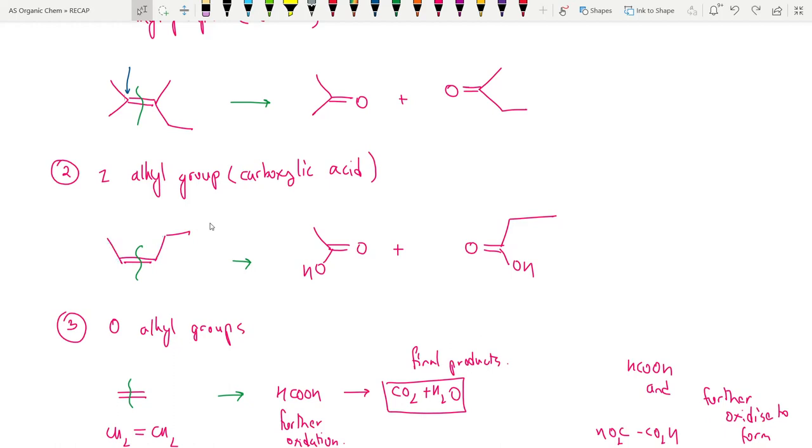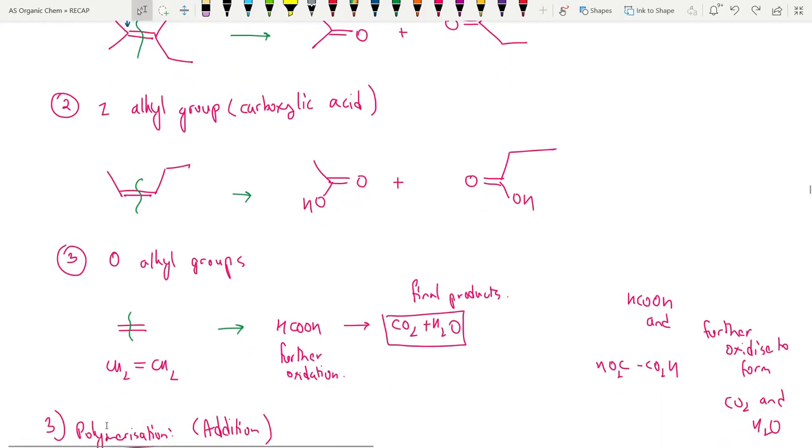What if there are zero alkyl groups? For example, in ethene, we basically get methanoic acid first, which is unstable in the presence of KMnO4. So further oxidative cleavage occurs. You're going to see this in A Level chemistry a lot though, not in AS. So we get carbon dioxide and water afterwards.